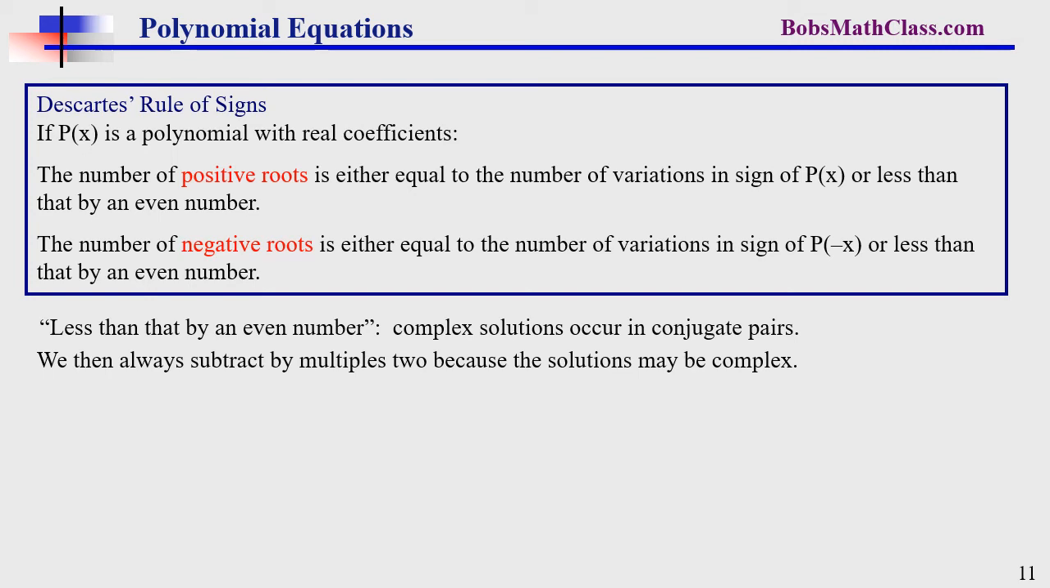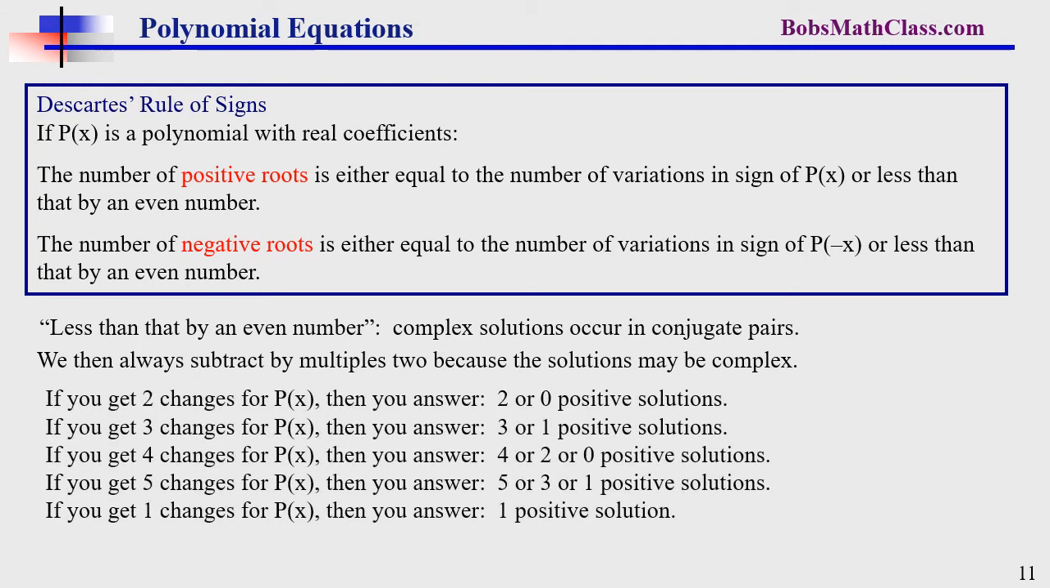If we get 4, we have to subtract by 2. It could be 4 positives. It could also be 2 positives or none. Because if we start with 4 and subtract by 2, 4 or 2 or 0. If we get 5, 5 or 3 or 1. If we get 6, 6 or 4 or 2 or 0. How about 7? 7 or 5 or 3 or 1. You can never have a negative number of solutions, so we either stop at 0 or 1.